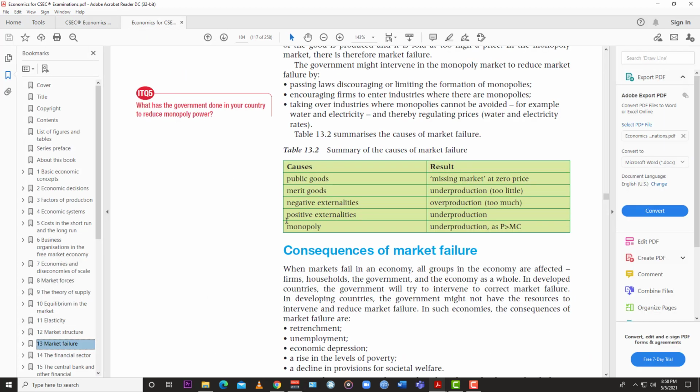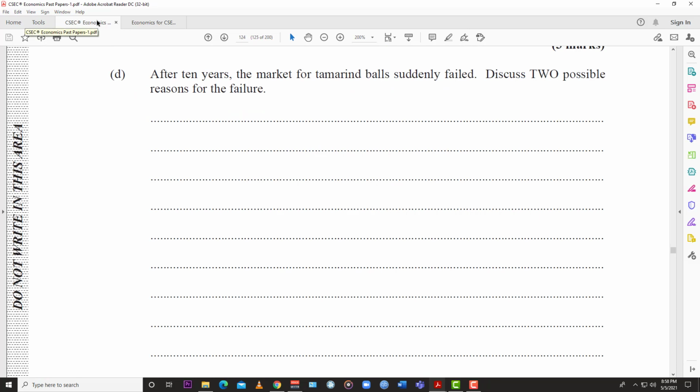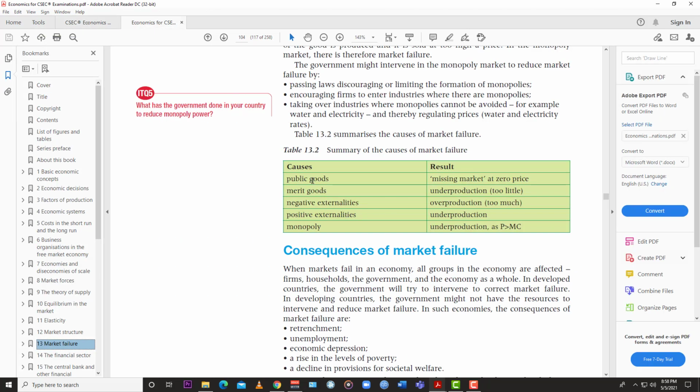And so we're not going to look at public goods because tamarind ball would not in any way, shape, or form be a public good, right? Because of the definition of a public good. And merit good, we're not going to look at that either because a tamarind ball is not really in that category also. But we can look at any of these 3 here: the negative externality, positive externality, or monopoly.